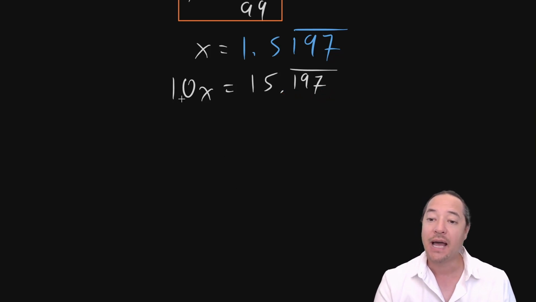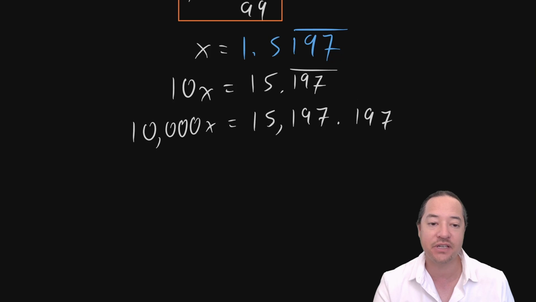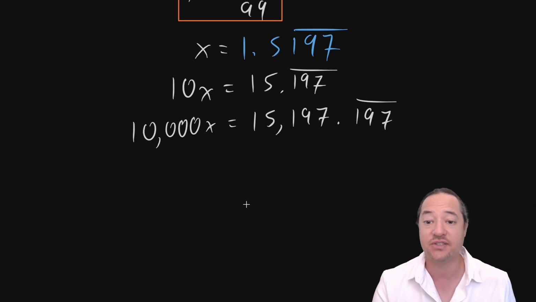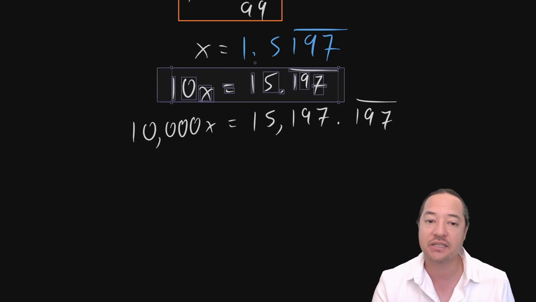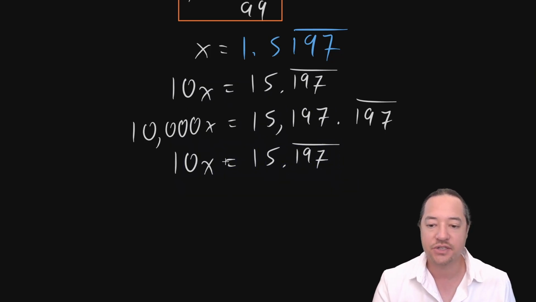Okay, so I'm going to multiply 10 by 1,000. That's 10,000. And now over here, I'm going to get 15,197.197 repeating, just like that. Now that I've got it all set up nice and neat, I'm going to do my subtraction again. So this time I'm going to subtract this off right here. All right, so that's an x, and let's line up the decimal points. There we are.